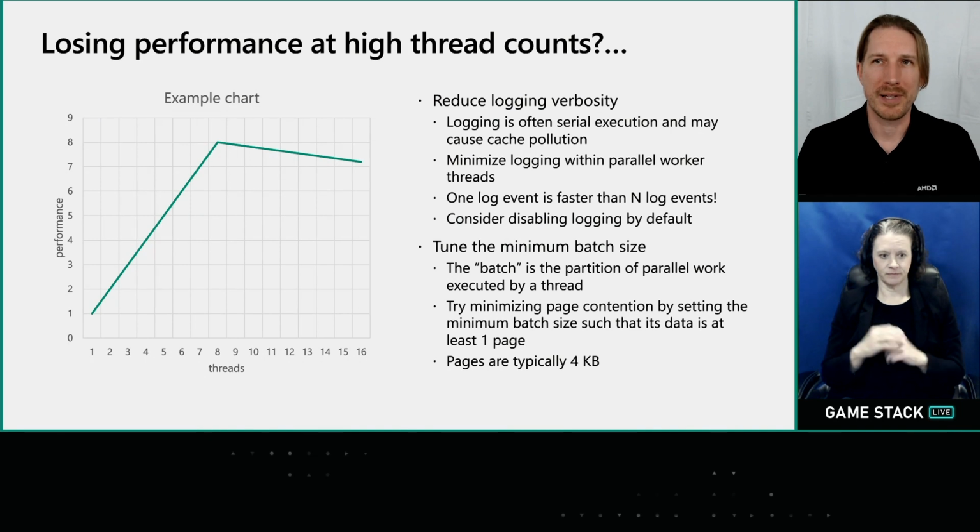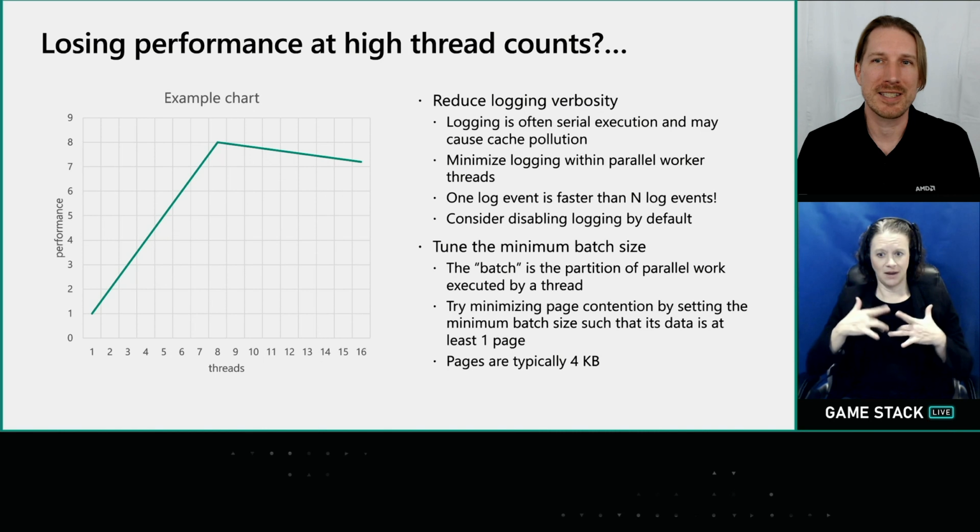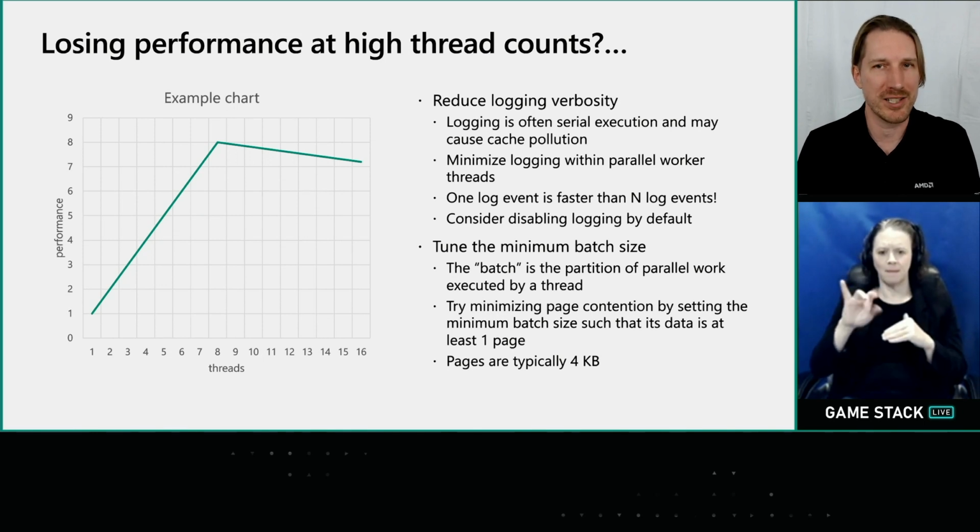Below are some tips for applications which lose performance at high thread counts. Reduce logging verbosity. Logging is often serial execution and may cause cache pollution. Minimize logging within parallel worker threads. One log event is faster than n log events. Consider disabling logging by default. Tune the minimum batch size. The batch is the partition of parallel work executed by a thread. Try minimizing page contention by setting the minimum batch size such that its data is at least one page. Pages are typically 4 kilobytes.